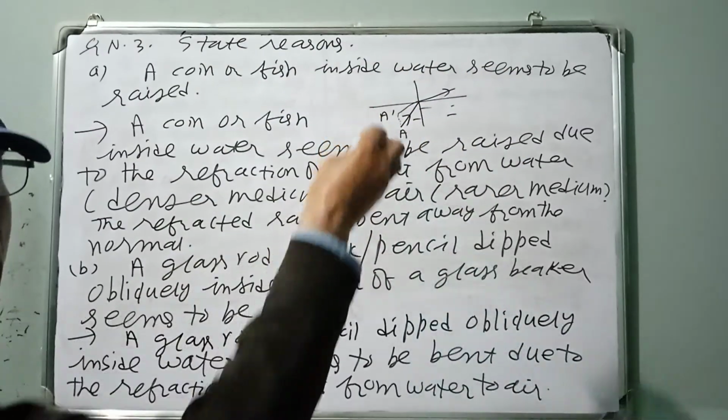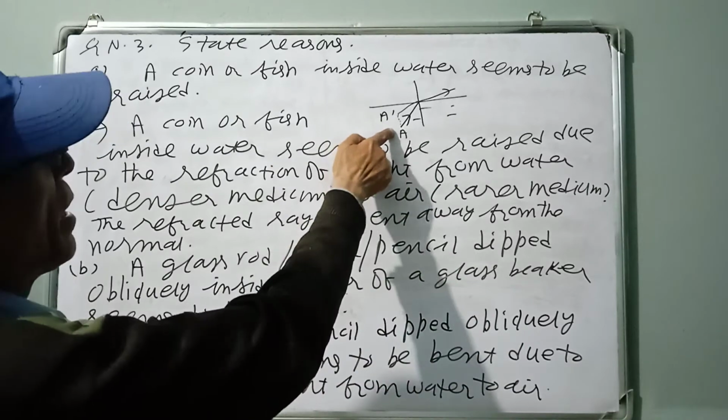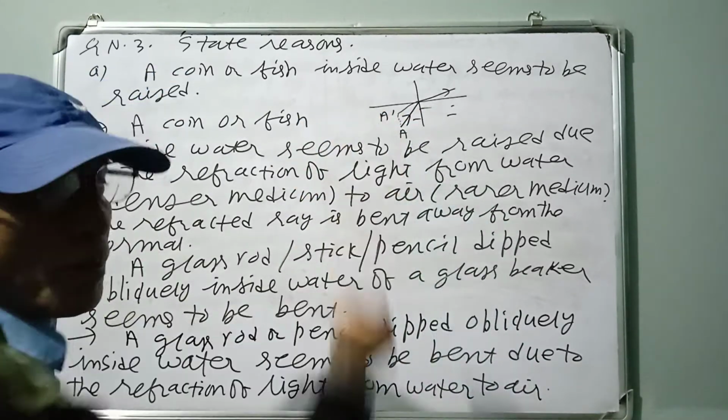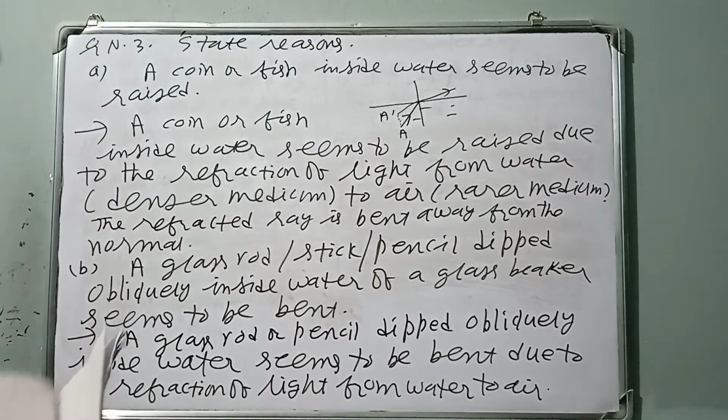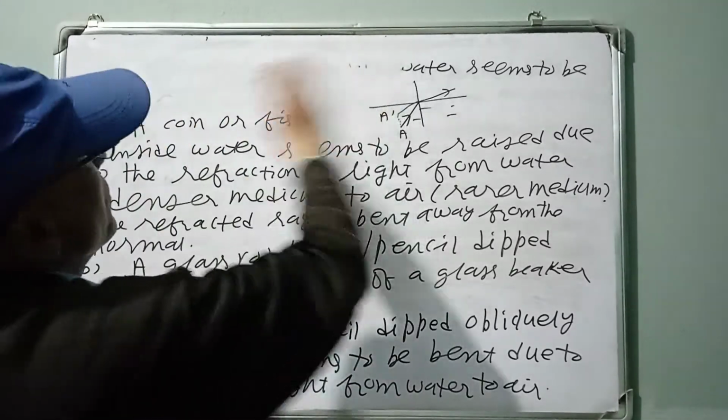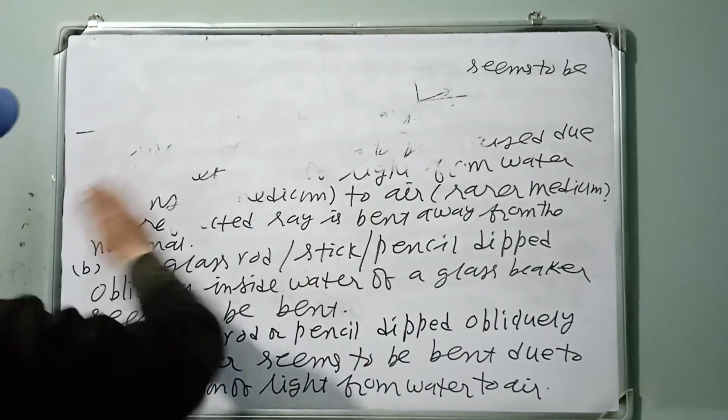So, any object coming from A seems to be coming from A dash. It means the object seems to be raised. And it is difficult to catch a fish inside water. You have to multiply by 1.33, the refractive index of water.